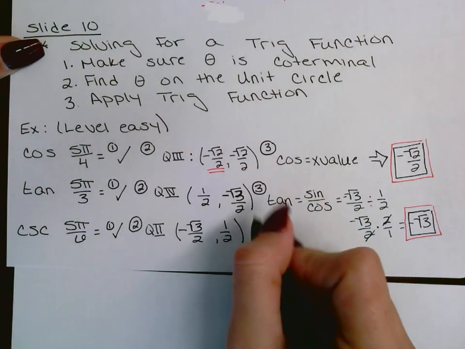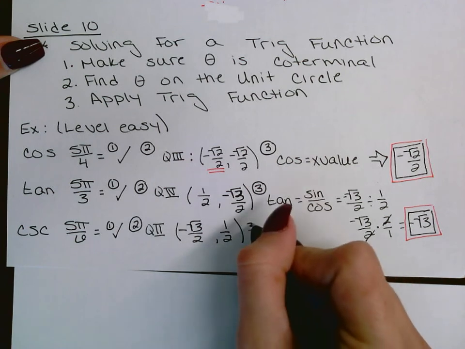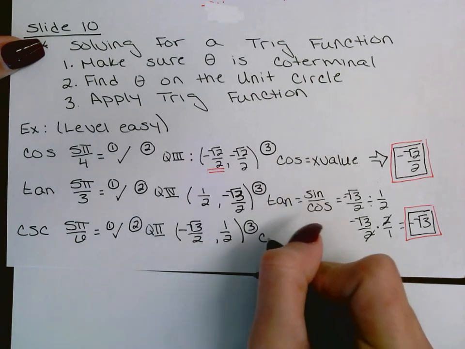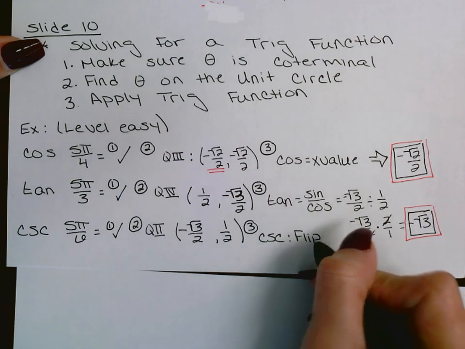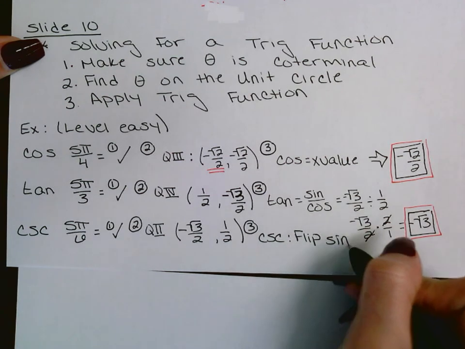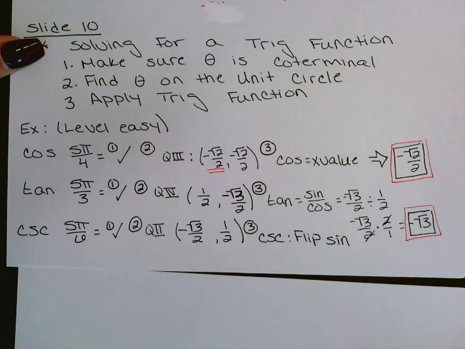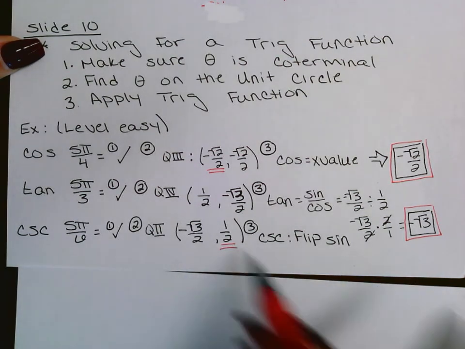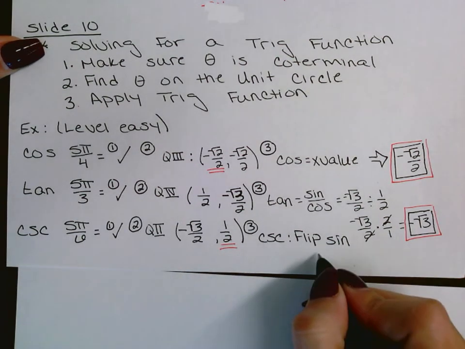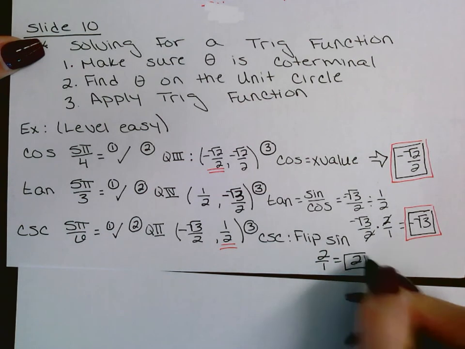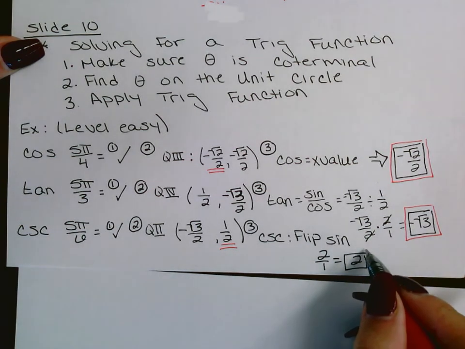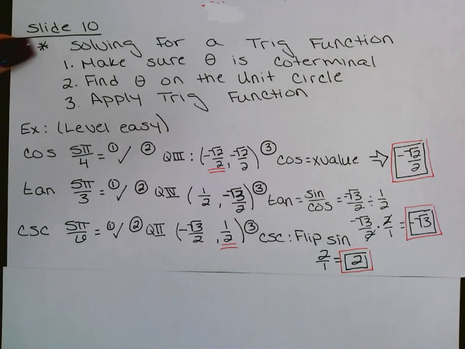Step 3, what is the rule for cosecant? Good. The rule is to flip sine. Right, so my sine is right here. If I flip that, I get 2 over 1, which is 2. And you are done with level easy. Okay.